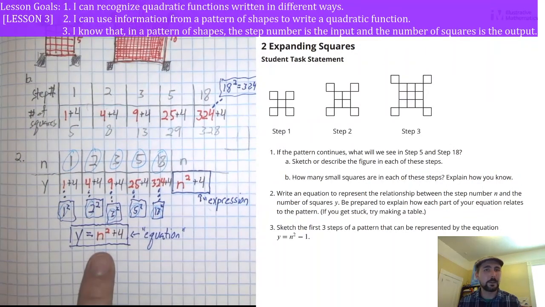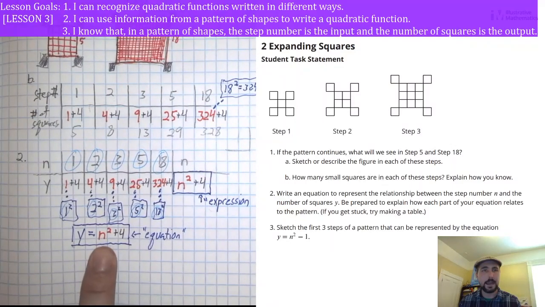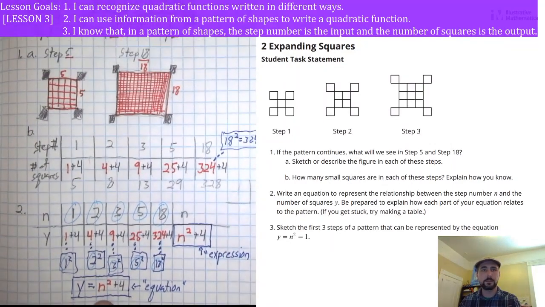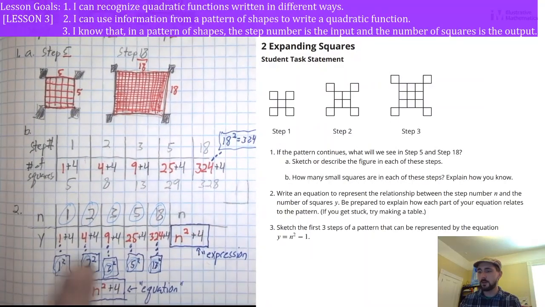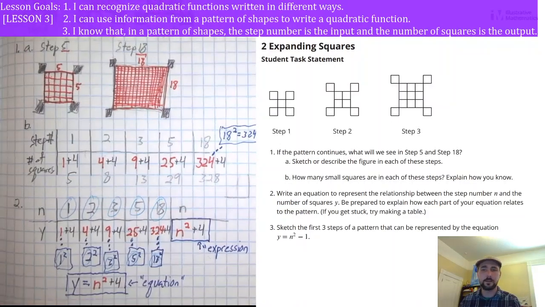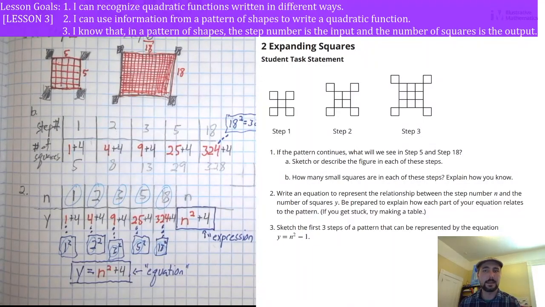And you should go back and make sure you understand where each of these parts come from, right? The n squared comes from the size of the middle in our pattern, and the plus 4 comes from the 4 feet on the outside. And so that is number 2.